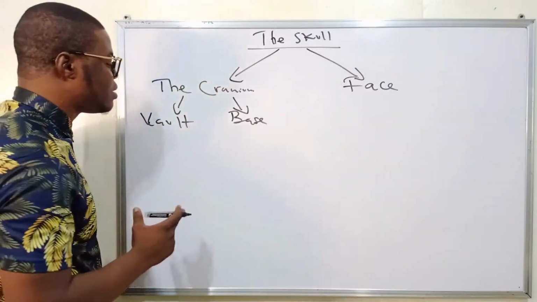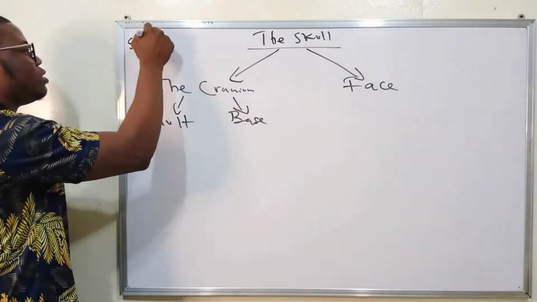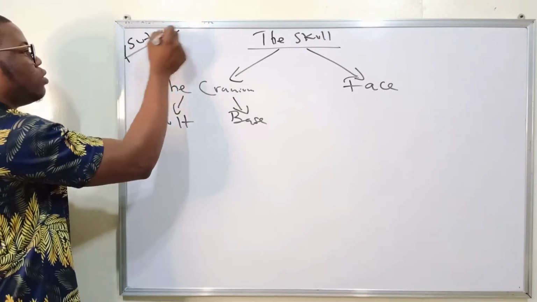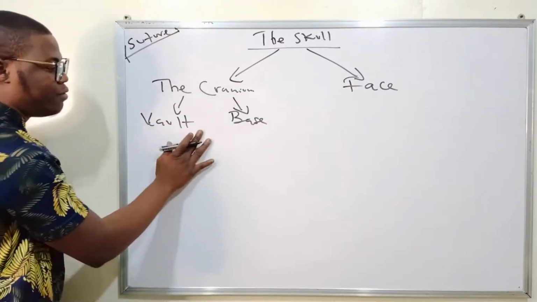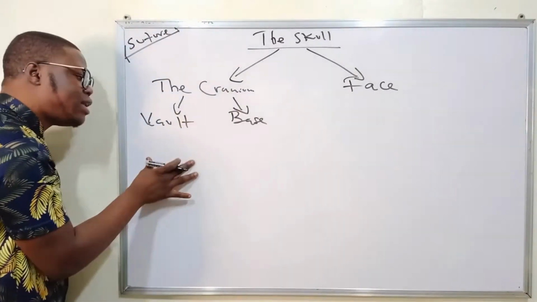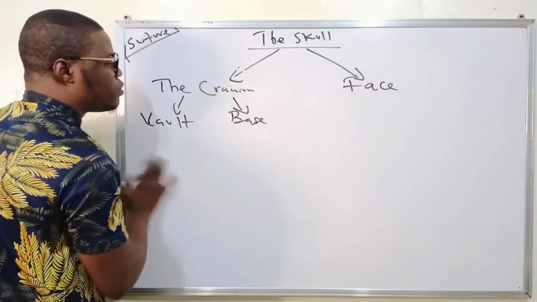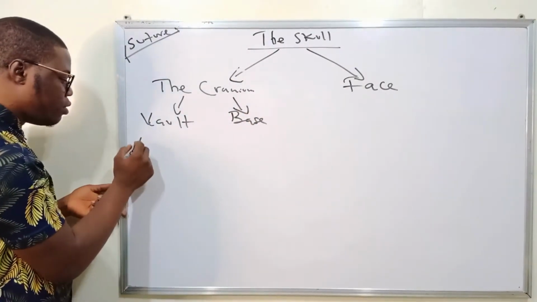After that, oh, I forgot something. Let me just note it down. That is the sutures of the skull. We'll come to that later. Now, the vault and the base.